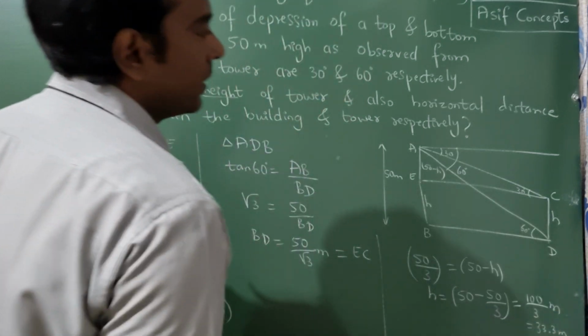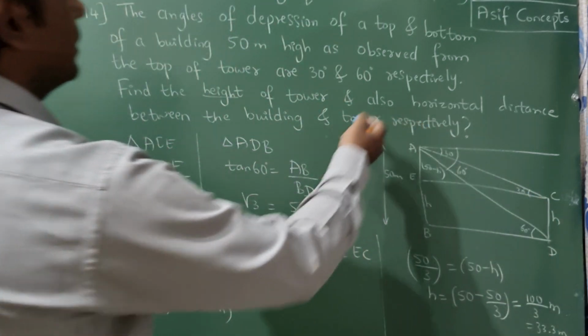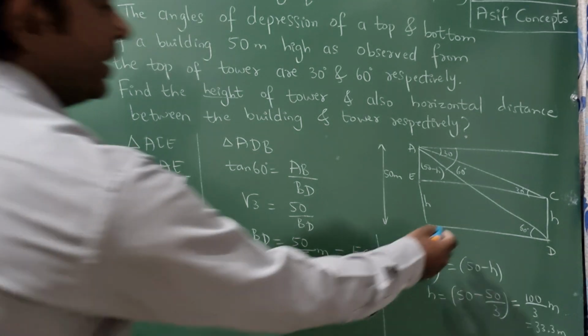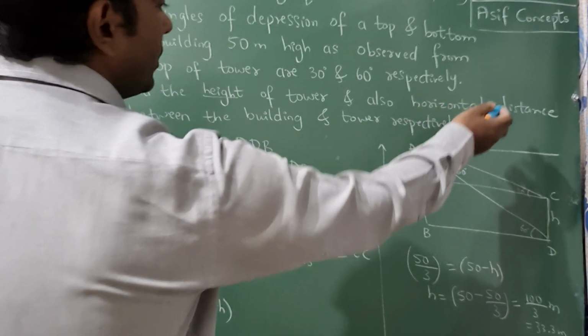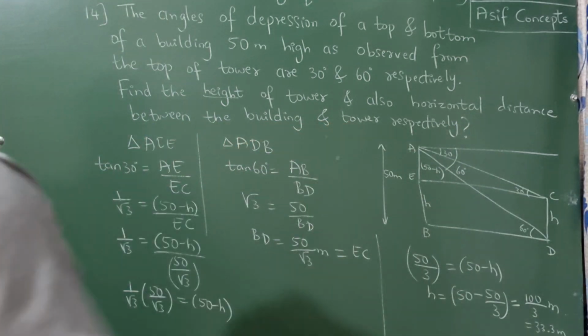Or you can write 33.33 meters as the height of the tower. And BD is already 50 by root 3 meters, that is the horizontal distance between the building and the tower.